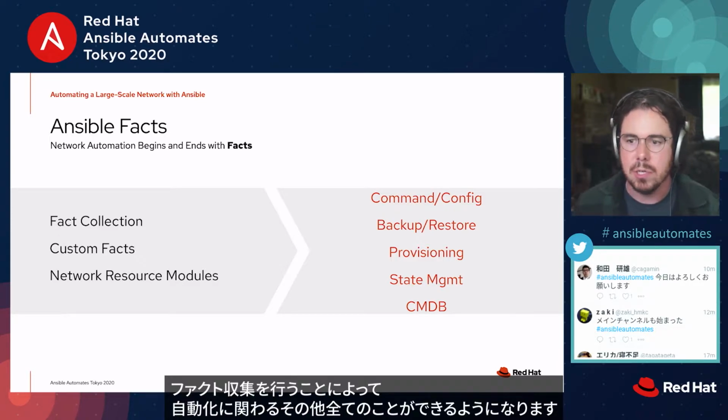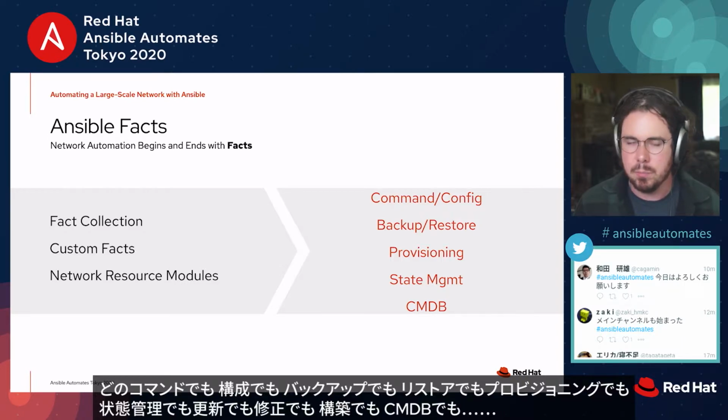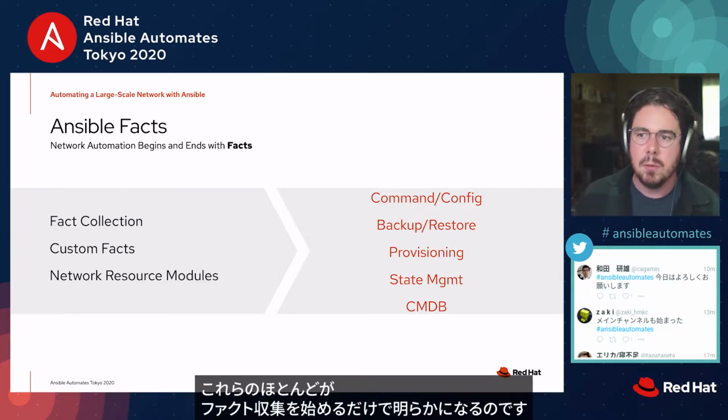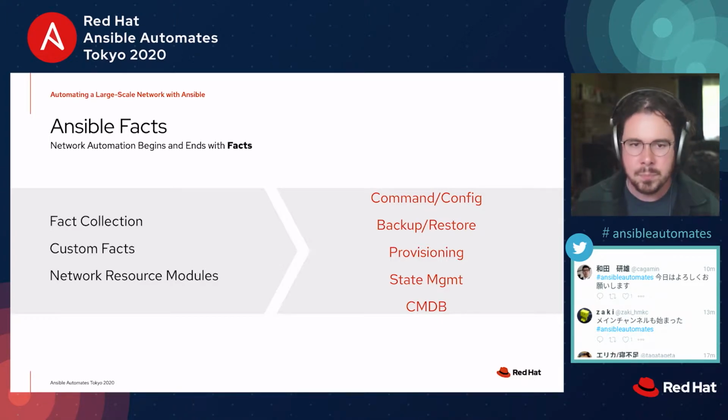So everything we're doing with fact collection essentially allows us to do everything else further down the line with our automation. Any of our commands and configs, backups, restores, provisioning, state management, updating, modifying, building, CMDBs, pretty much all of these get unlocked just by beginning with fact collection.